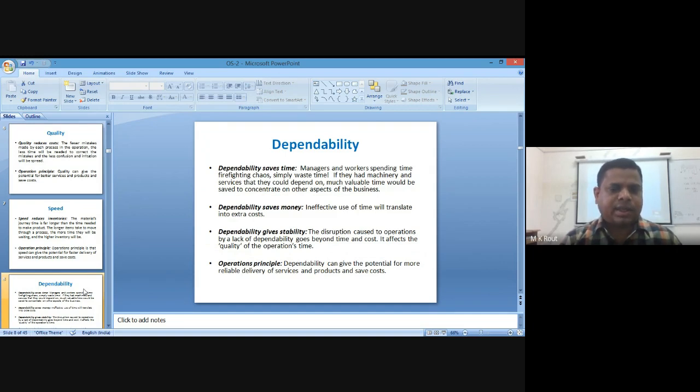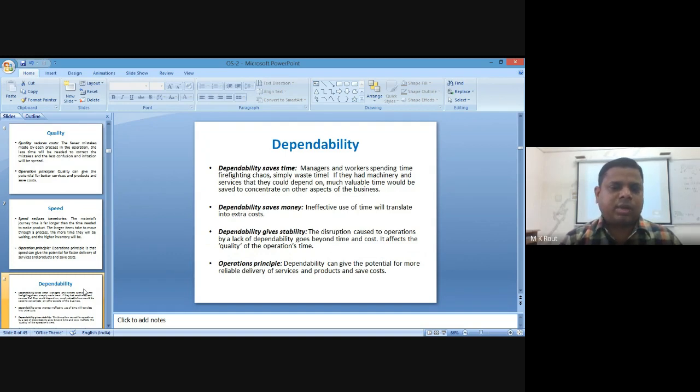The next part is that dependability saves money. If you go to this particular point, ineffective use of time translates into extra cost. Whenever you use extra time, as you know in finance, time is money. In that case, this particular point depends on dependability to save money.